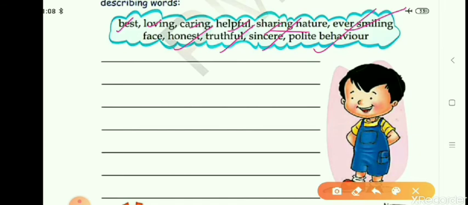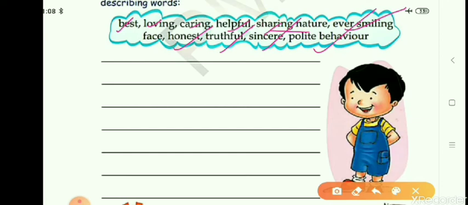Children, you have to use these words and you have to make some sentences about your best friend. For example, my best friend is, you have to write the name of your best friend and then you have to write he is or she is. If your best friend is a girl, you will use the word she, and if your best friend is a boy, you will write the word he. So if girl, she, and if boy, he.